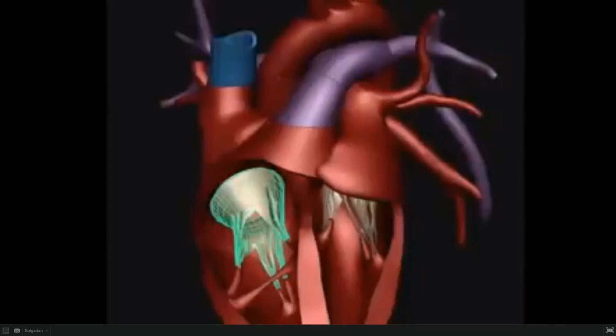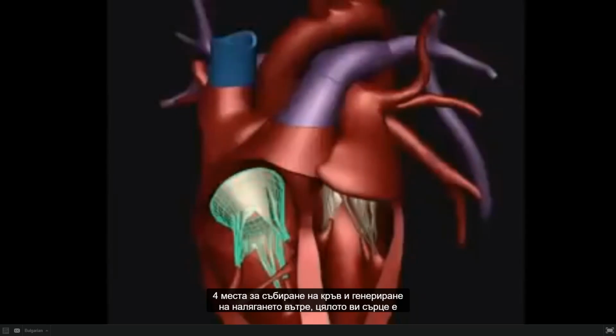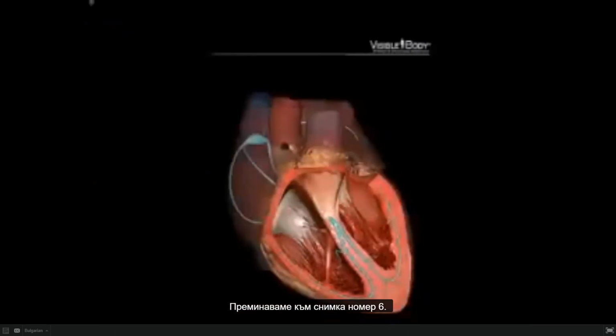These are like 4 places to collect blood and to generate pressure inside. Your heart is made from different kinds of muscle myofibers, and they have different directions, which you will see in the next pictures. Then we go to picture number 6.